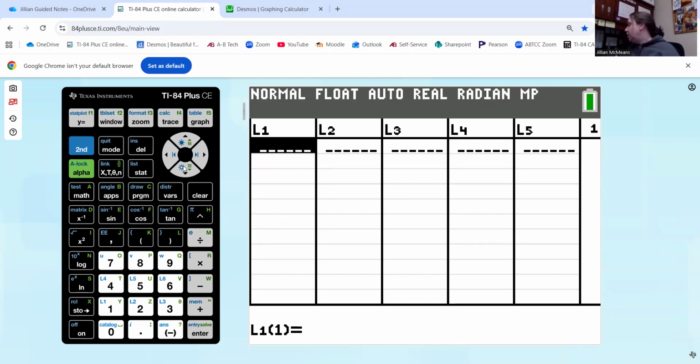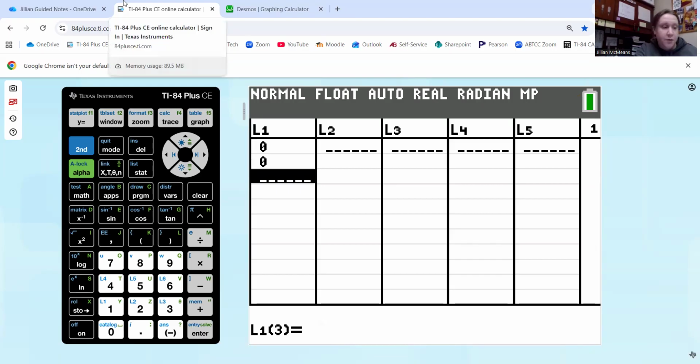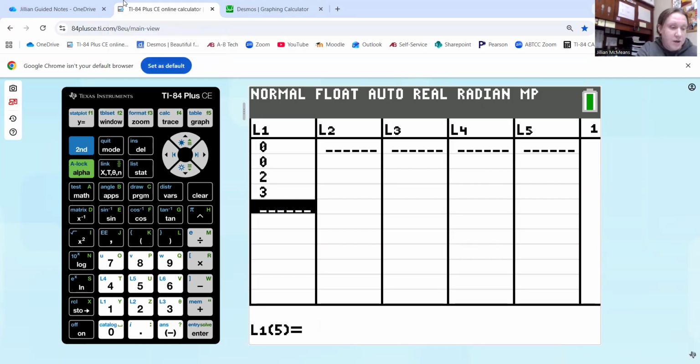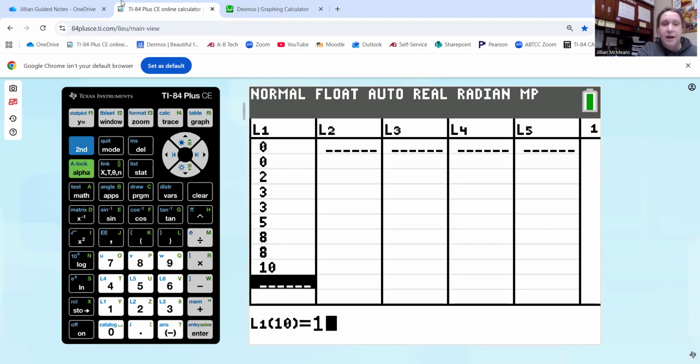Okay. And then we're going to type in our data set, which is in front of me now. So our X values, we have 0, 0, 2, 3, 3, 5, 8, 8, 10, and 12. Now remember, the X values represent the number of hours these particular students play video games per week. Now we want to type in the corresponding Y values.